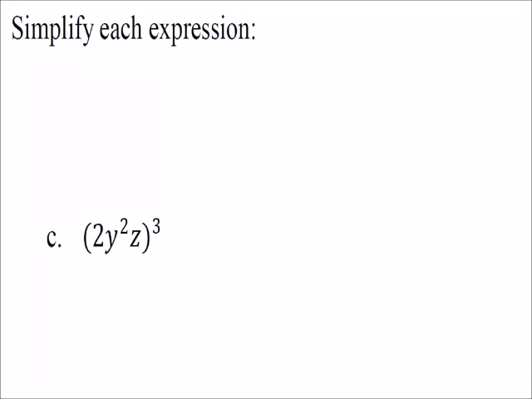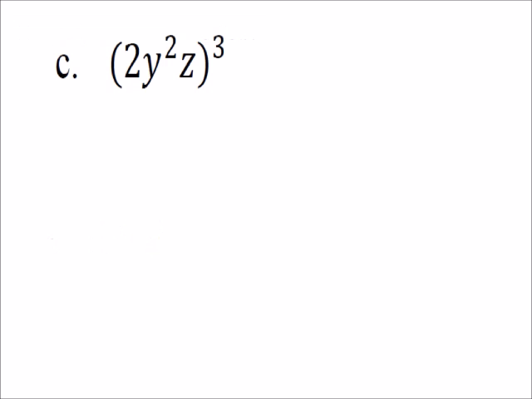Like on this one, right? If we were to apply the rule, right here we've got our 2, and that's to the power of 1, but we're going to multiply it by the exponent on the outside of the parentheses, because it would tell us that we have 3 2s, 3 y squareds, and 3 z's.